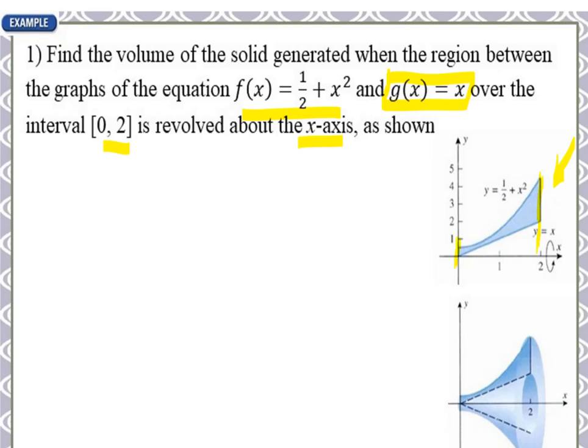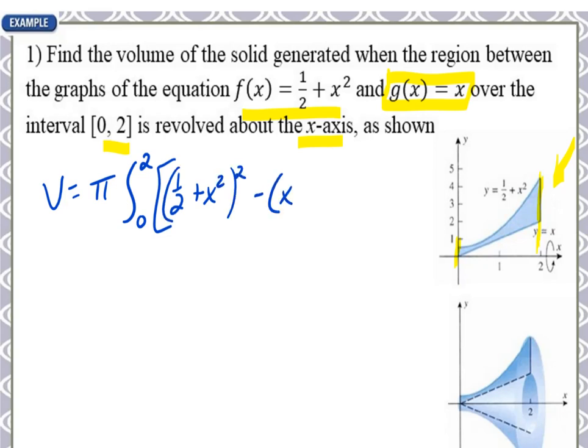So for the volume, using the washer method, we're going to do pi times the integral from 0 to 2 of the upper function, which is the parabola, so 1/2 plus x squared, minus just x squared, close square bracket, dx. All right, now I'm going to do most of this in my calculator.